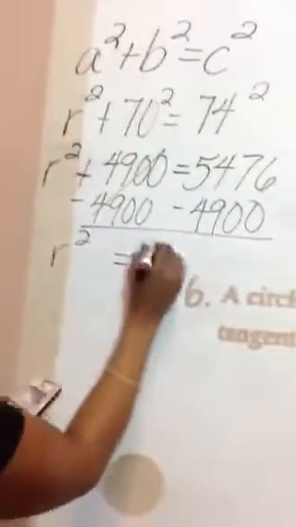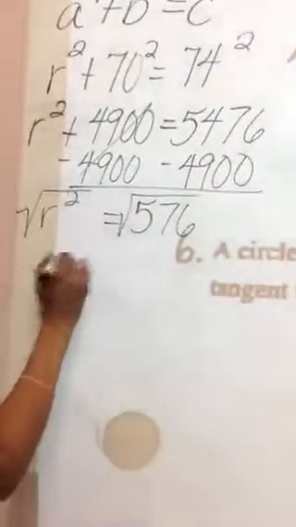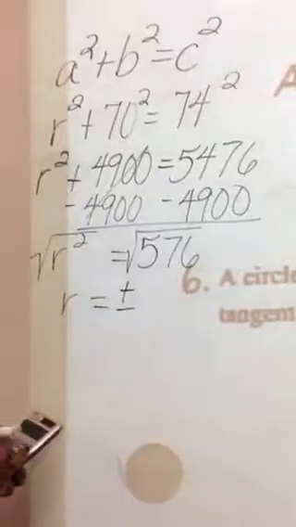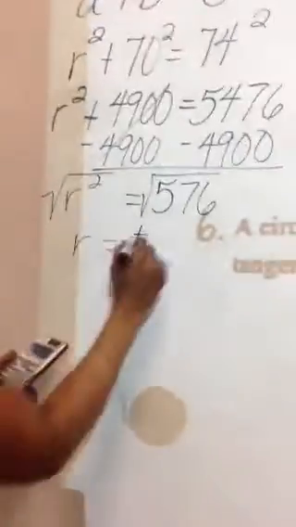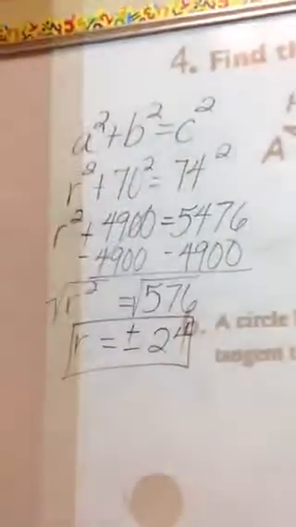So 5,476 minus 4,900 leaves 576. To undo this square, we take the square root. Do that to both sides. So r is equivalent to the positive negative of 24. And we are through. Are there any questions?